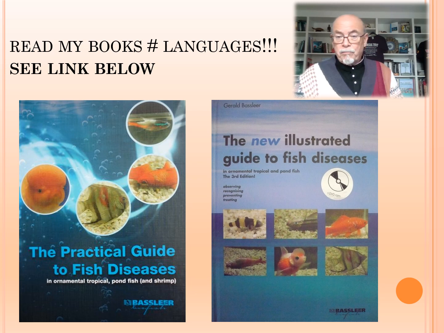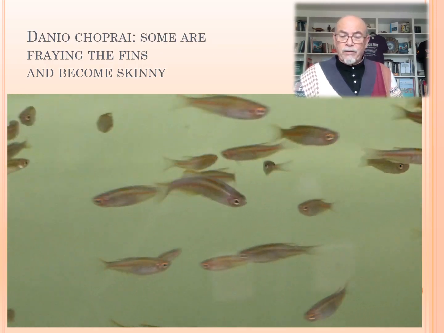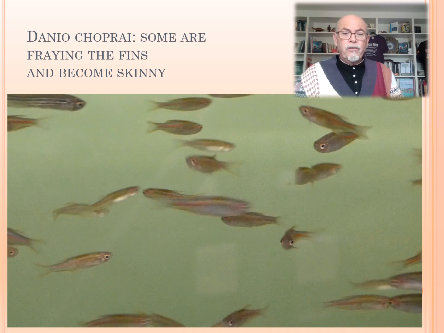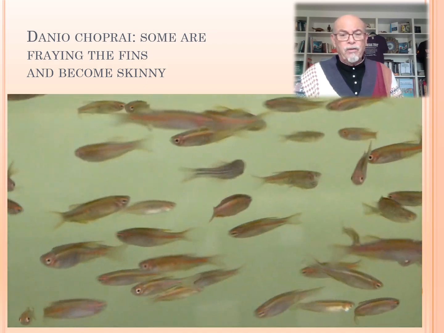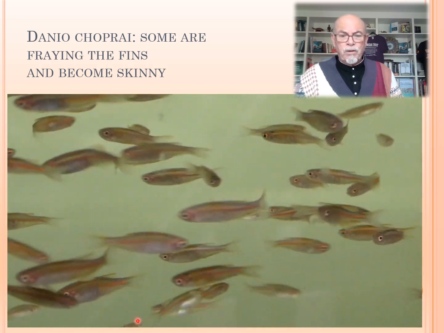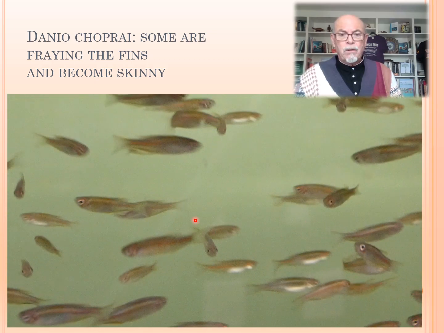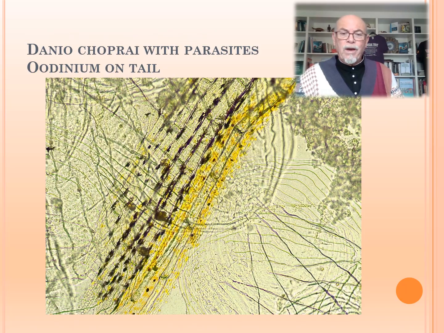And those mix of problems I explain in my books on fish diseases, available in different languages, so I hope this can help you. And the Danio choprai, while some are frayed fins, they're clamping the fins, the tails are getting dark, they're getting skinny. Well, you see some in the bunch of fish here, not looking normal. And that's why we have to examine it.